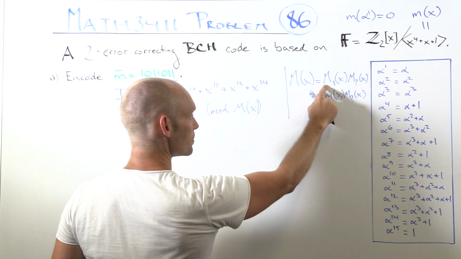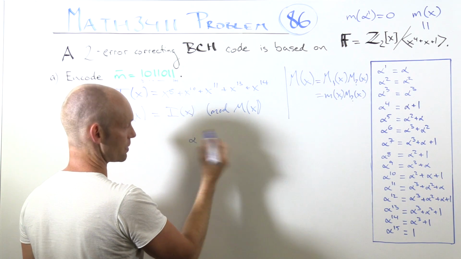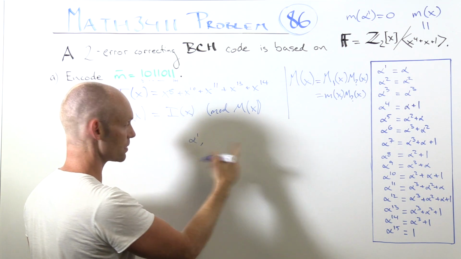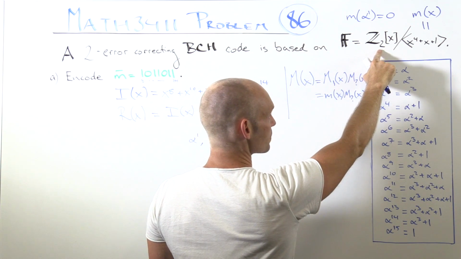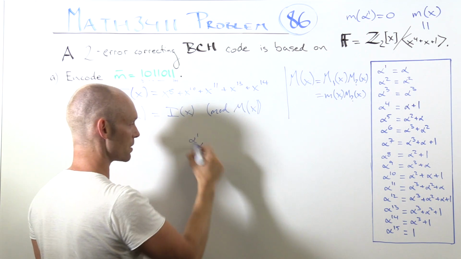So what are the roots of this polynomial here? Well, alpha to the power of 1, or just alpha. And the way that we can find the rest of the roots is by looking at this number here, 2. So take that 2 and multiply it onto the powers here.